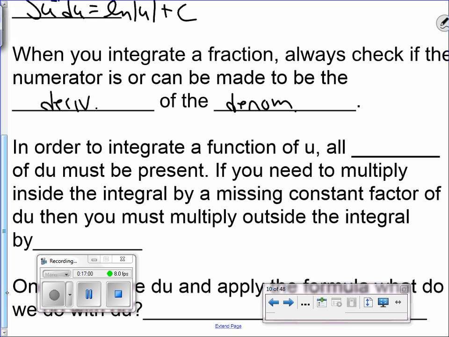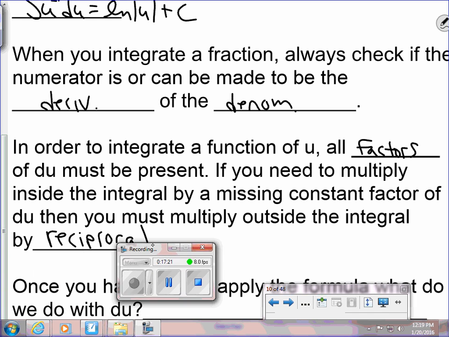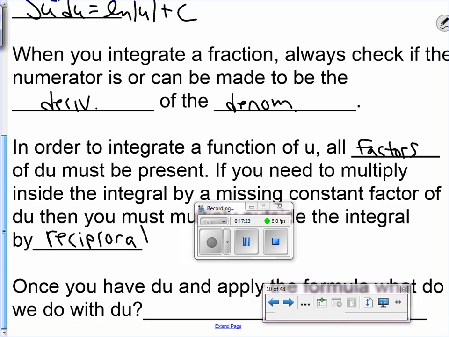And in order to integrate a function of u, all factors of du must be present. If you need to multiply inside the integral by a missing constant factor of du, then you multiply the outside by the reciprocal. Once you have du and apply the formula, what do we do with du? Forget about it. That's funny.